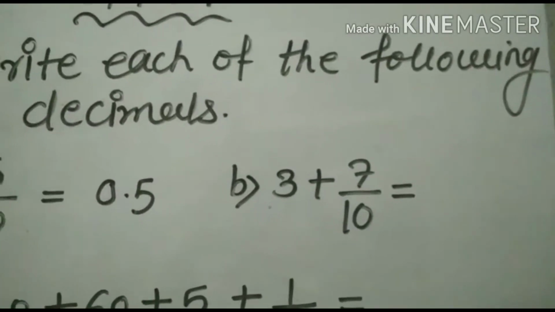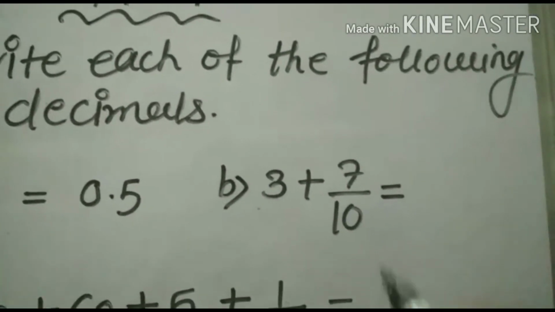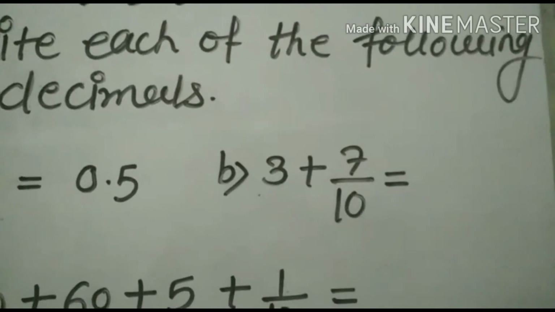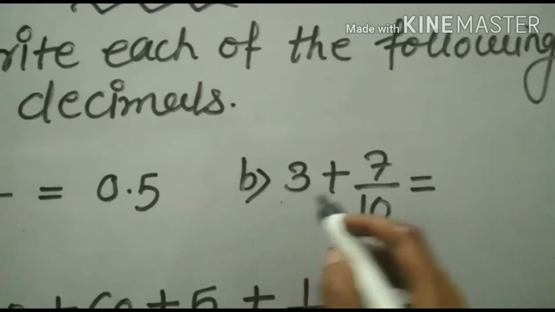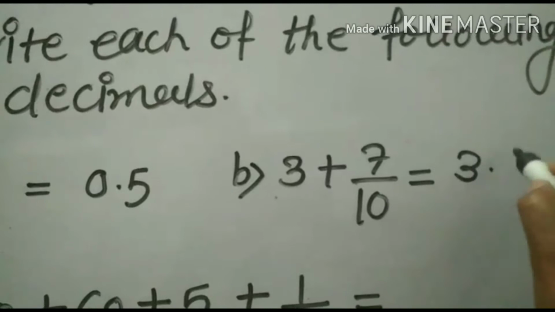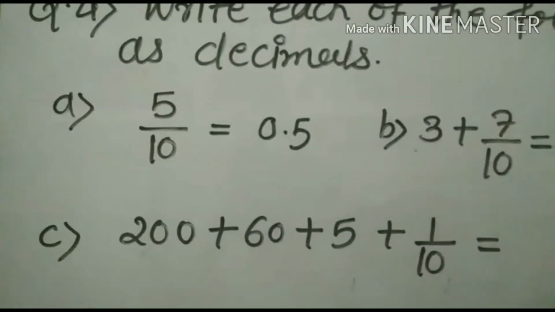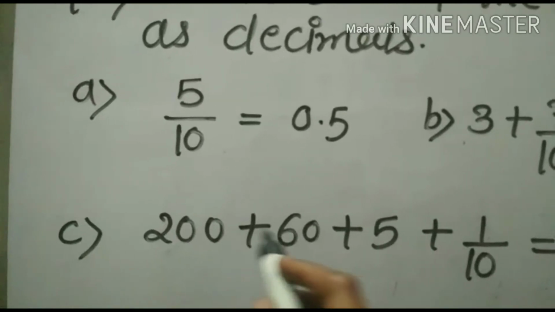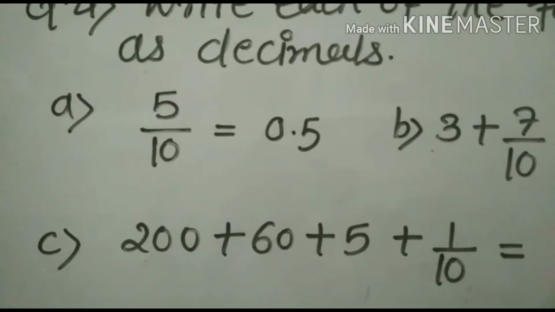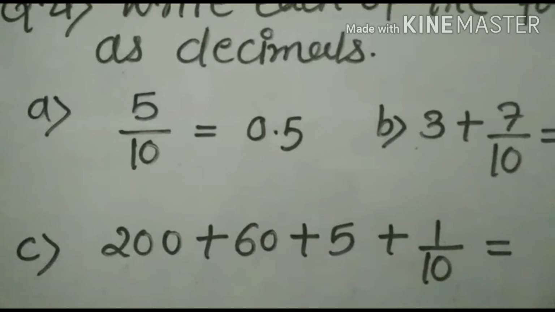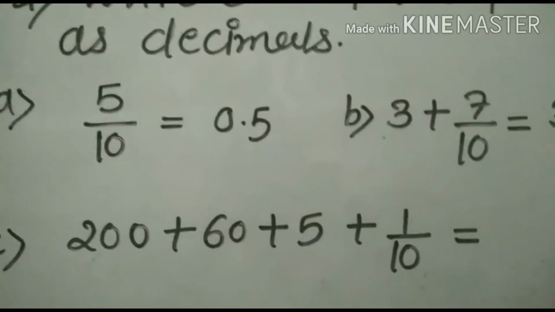The next example is given 3 plus 7 by 10. Now 7 by 10 we can write as 0.7 in decimal, right? And 3 plus 0.7 is nothing but 3.7 in decimal. Now the next one, 200 plus 60. How much is it? 260. Plus 5. Now it has become 265.